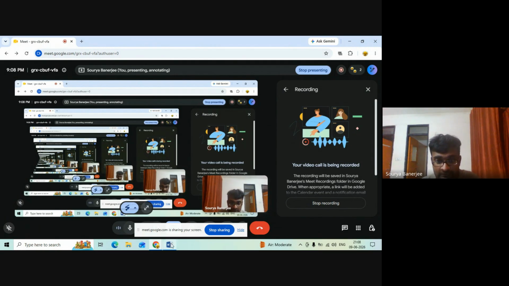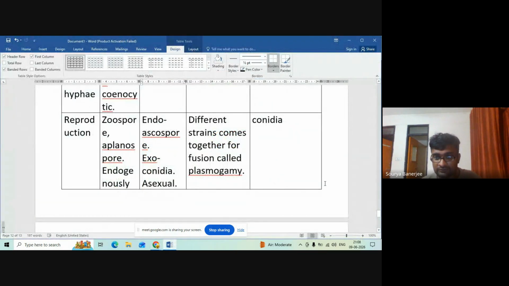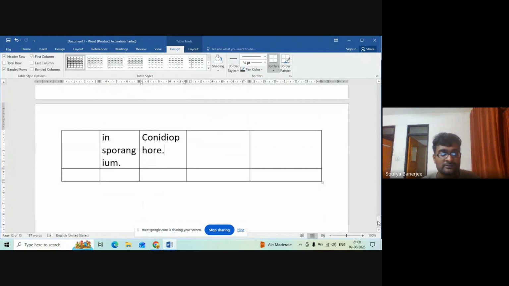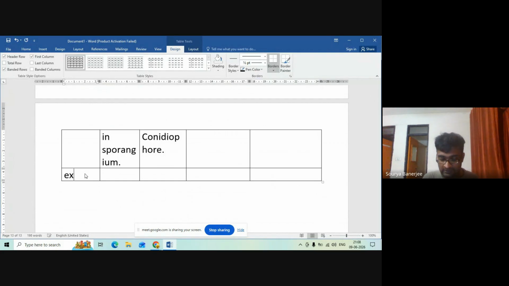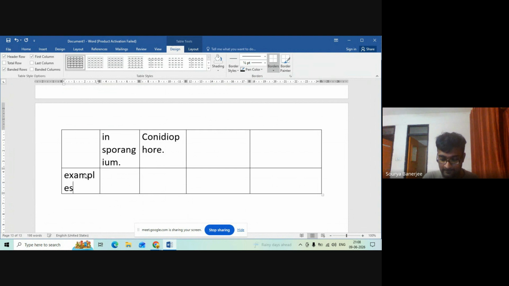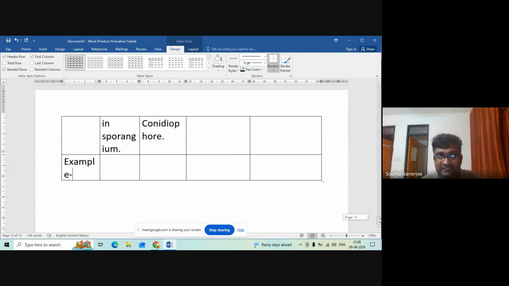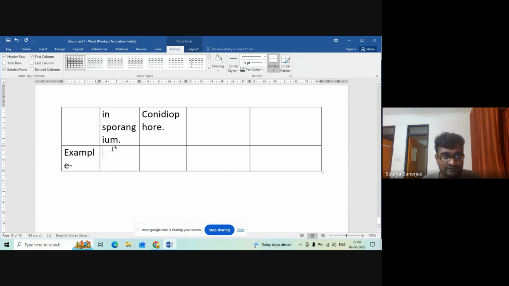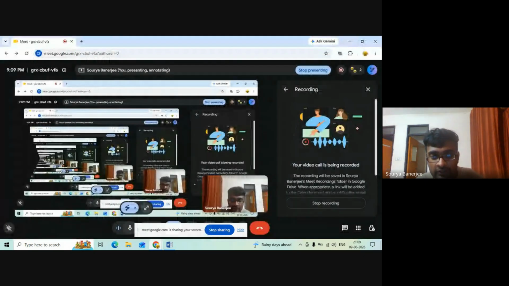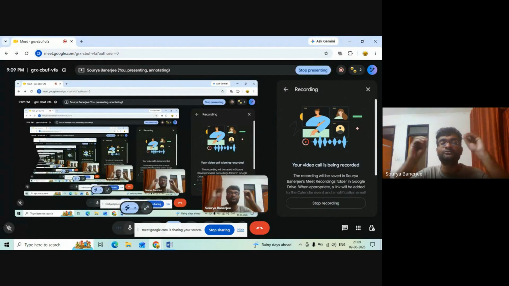Now the very important thing, introduction is over. Now you have to remember the examples. There are huge numbers of examples you have to remember. First, phycomycetes. Let's start with Mucor. Mucor is found if you see on the roadside some cow, cat or dog dung is there, and if a fungus is growing, that is definitely Mucor.